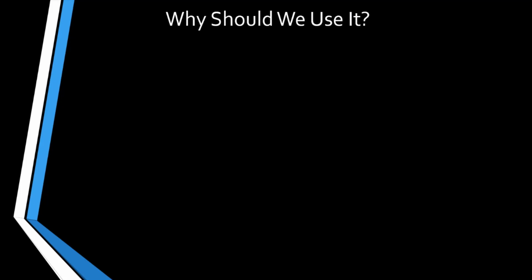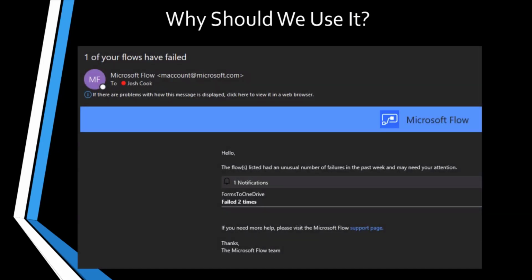I don't know if anyone in here has actually seen this email right here. I love this email because it tells you that your flow has failed. If you work with flows a lot, you've probably seen this email. It's great, but it's not great because it can come minutes, days, I've even seen it a week late. So my flow failed on Monday and I didn't even know. And then all of a sudden I get this email on Thursday, Friday.